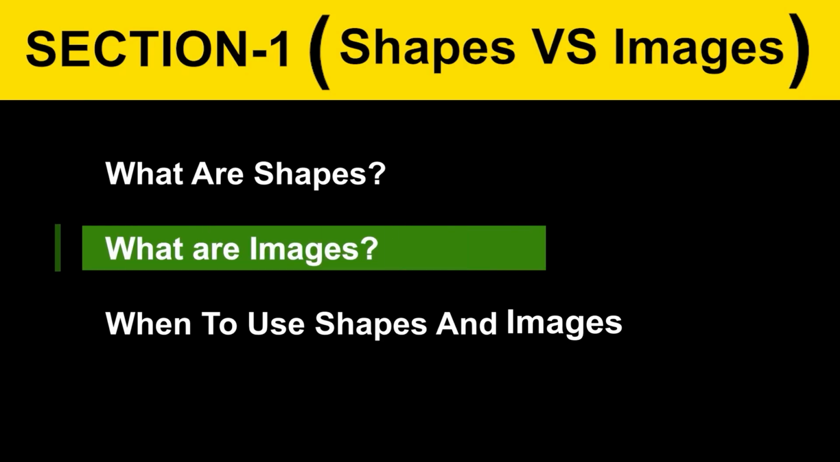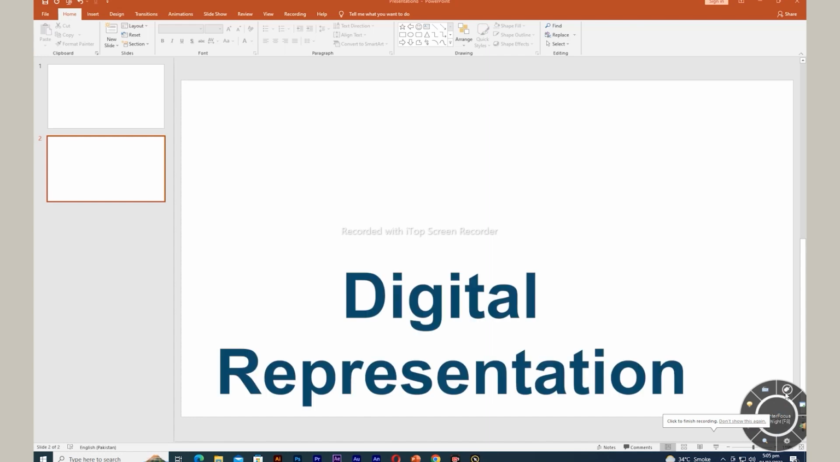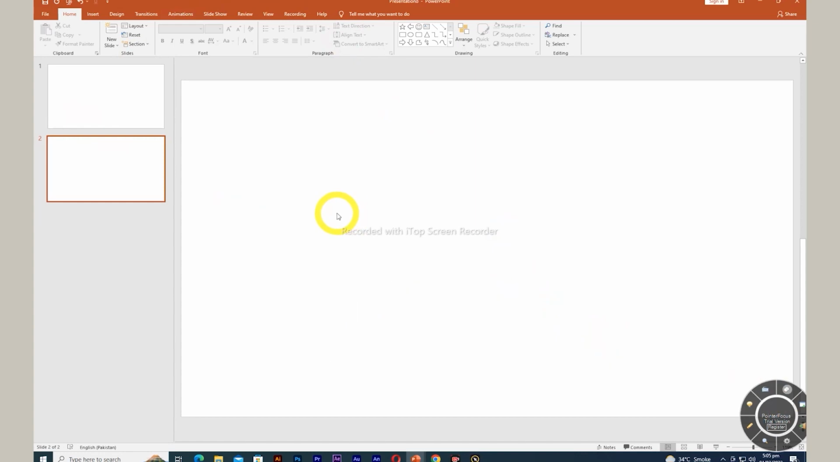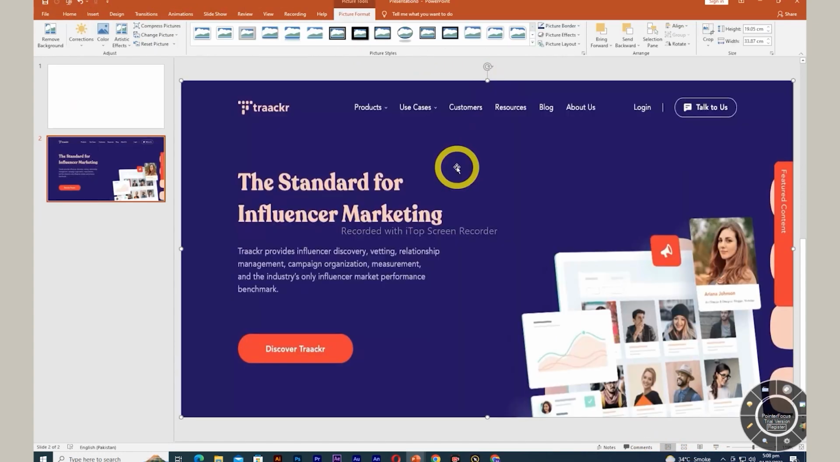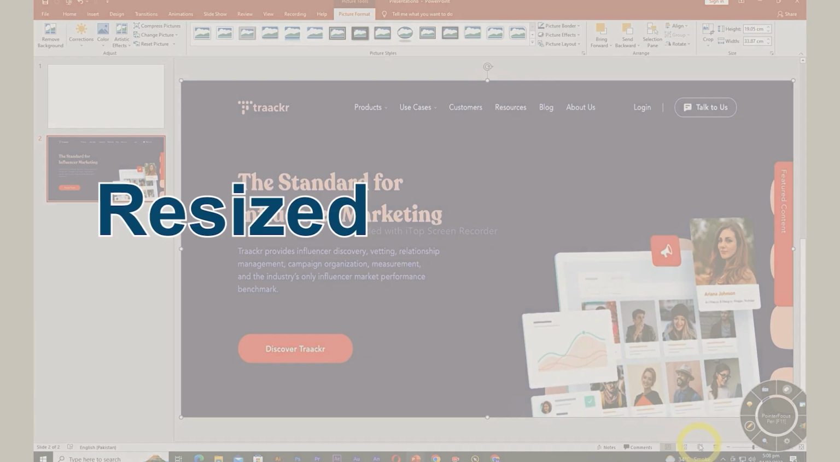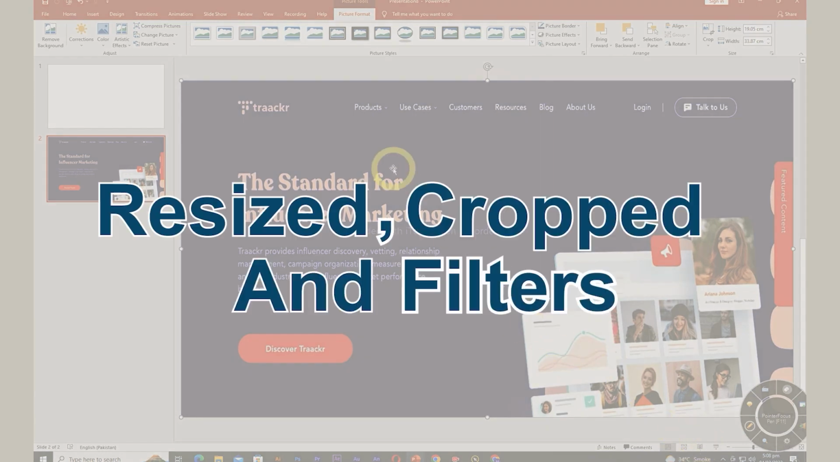What are images? On the other hand, images are digital representations of real world objects or scenes. They can be anything from a picture of a flower to a screenshot of a website. Unlike shapes, images are not easily customizable, but they can be resized, cropped, or even have filters applied to them.